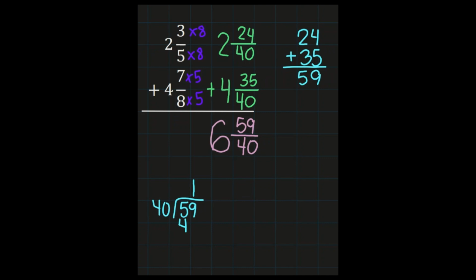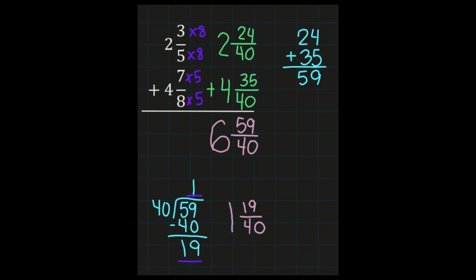59 divided by 40 is 1. 1 times 40 is 40, and when I subtract, I get 19. So 59/40 as a mixed number, the quotient becomes my whole number of 1, and my remainder becomes my numerator. So 19 will be my numerator, and my denominator of 40 remains the same. So 59/40 equals 1 and 19/40.